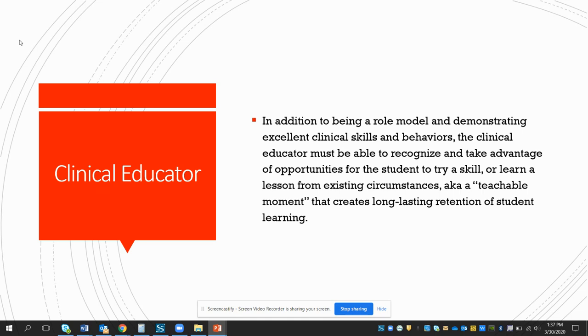In addition to being a role model and demonstrating excellent clinical skills and behaviors, the clinical educator must be able to recognize and take advantage of opportunities for the students to try a skill or learn a lesson from existing circumstances, aka a teachable moment that creates long-lasting retention of student learning. And I've got a little secret here for you. Sometimes that is failure. Sometimes it is letting a student get the answer wrong.